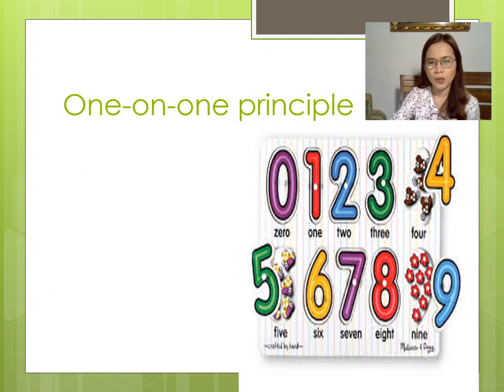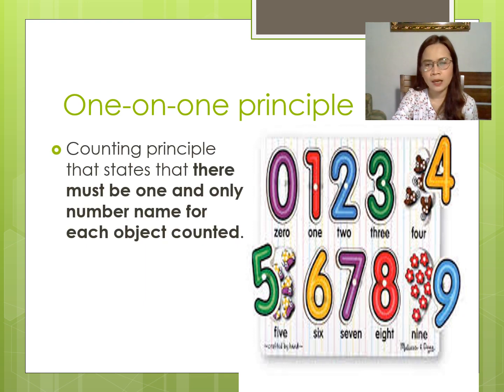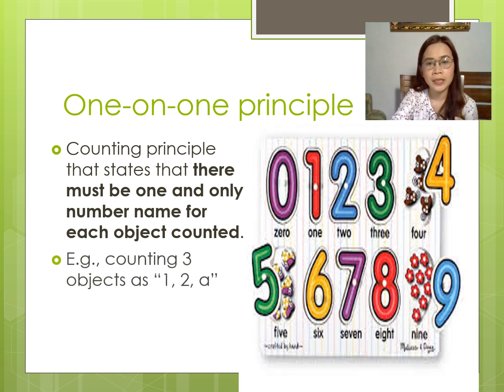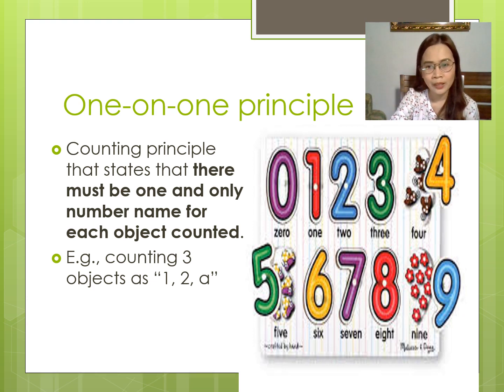Okay, first principle is the one-to-one principle. Ibig sabihin ng one-to-one, meron lang isang unique na name ang bawat numbers. Kumbaga, hindi siya nauulit, no? It cannot be repeated. There must be one and only number name for each object counted. Kumbaga, you cannot count the same object with the same number, and you cannot label two objects with the same number, no? So, one-to-one principle.